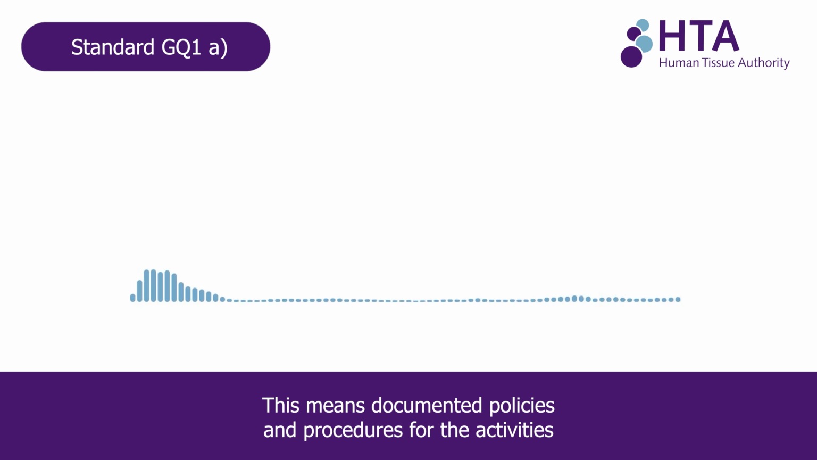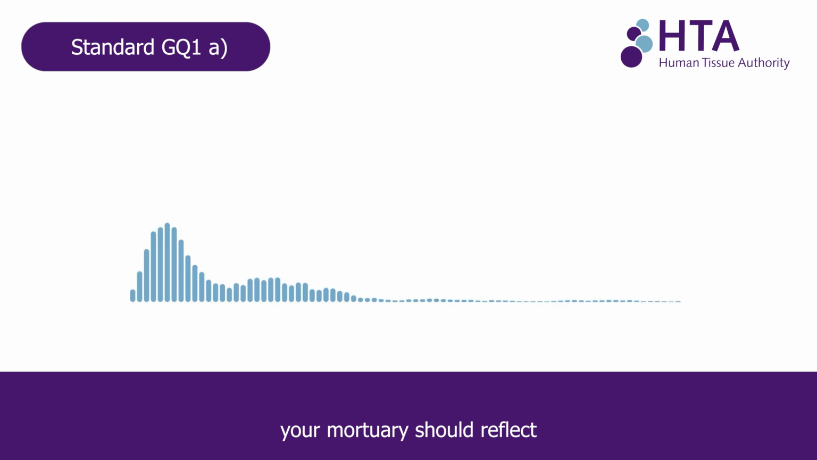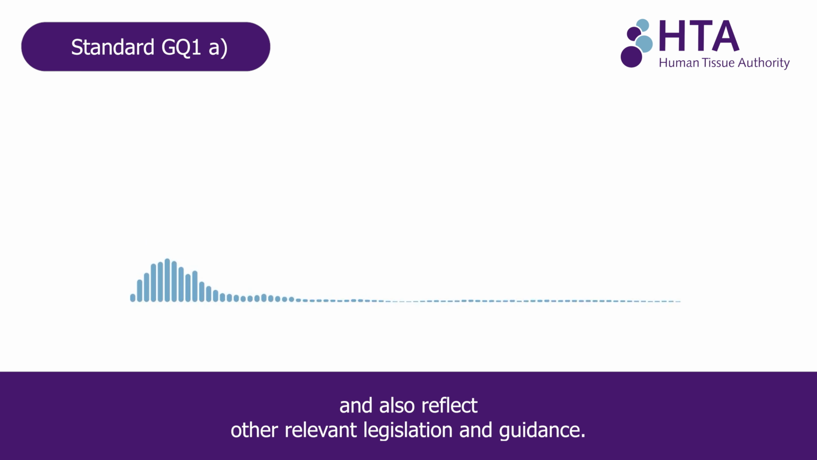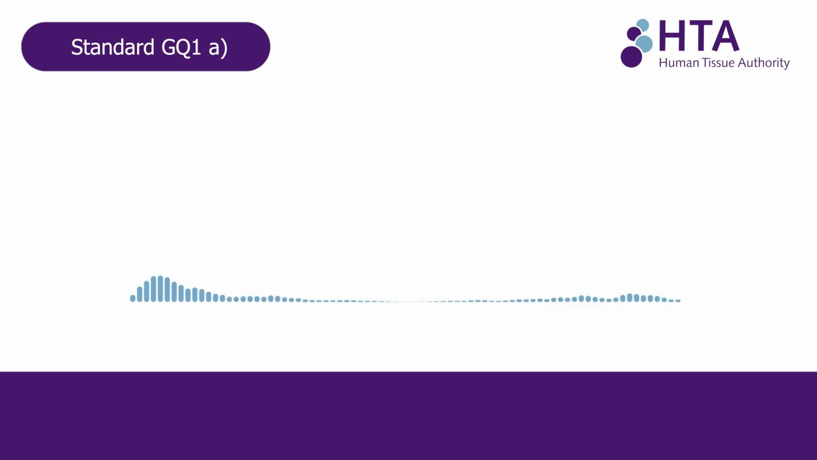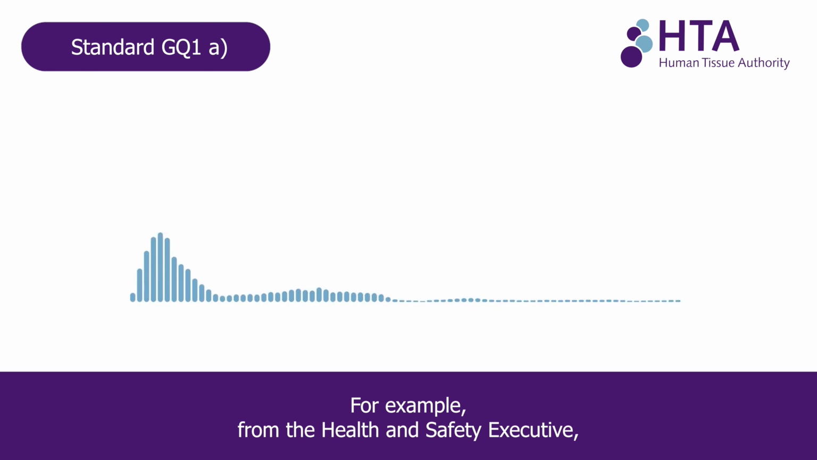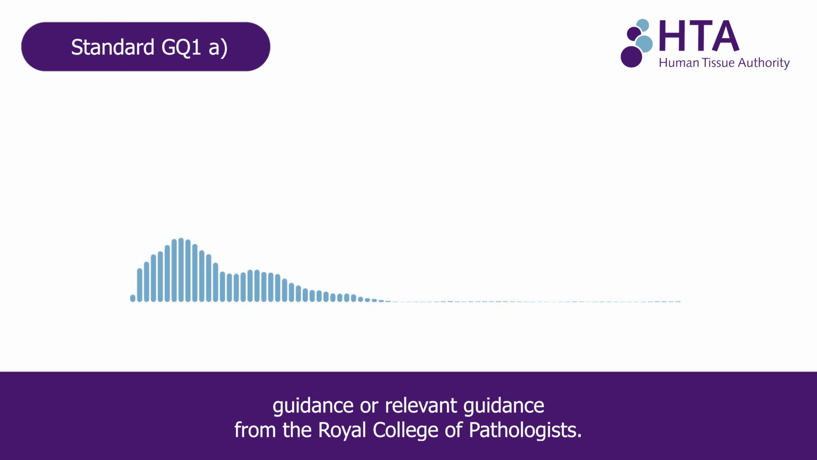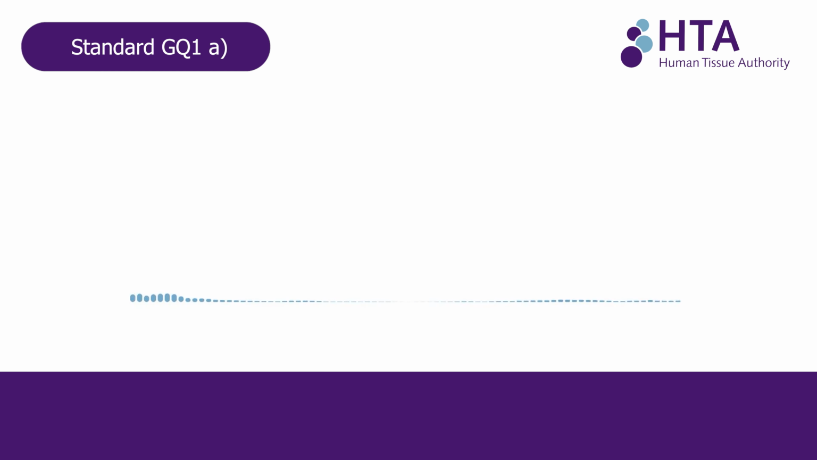This means documented policies and procedures for the activities you undertake in your mortuary should reflect the requirements of the Human Tissue Act and the HTA's Codes of Practice, and also reflect other relevant legislation and guidance. For example, from the Health and Safety Executive, the Managing Infection Risks When Handling the Deceased, and Lone Working guidance, or relevant guidance from the Royal College of Pathologists.